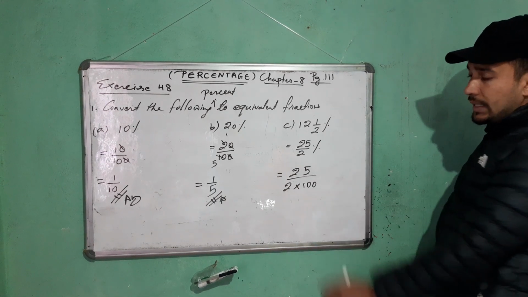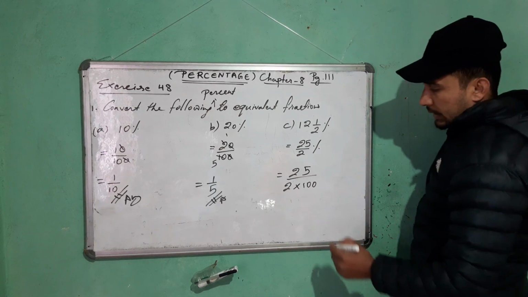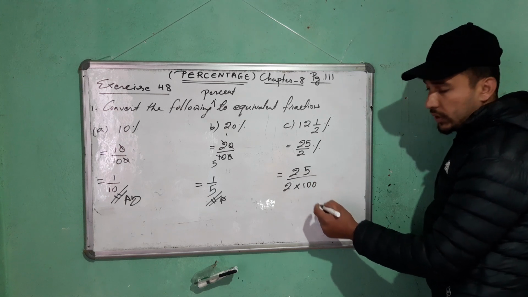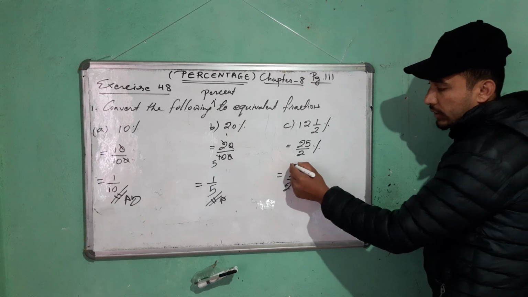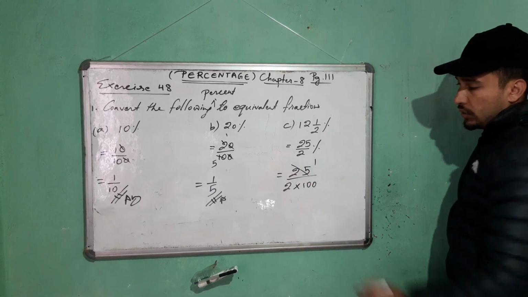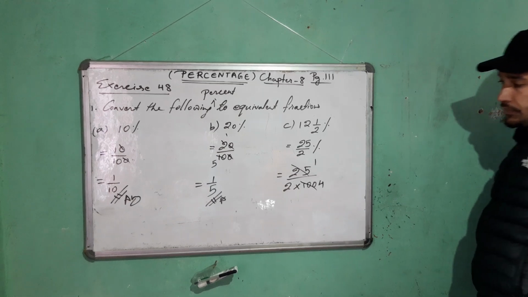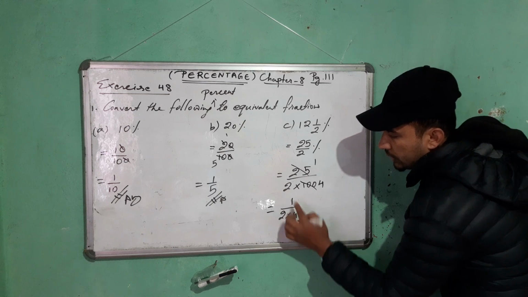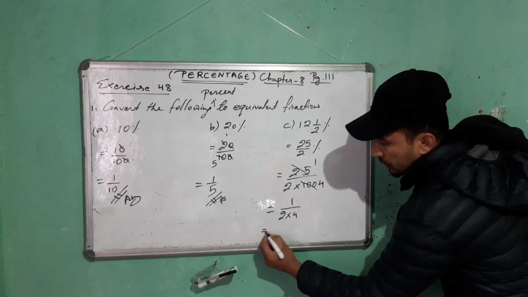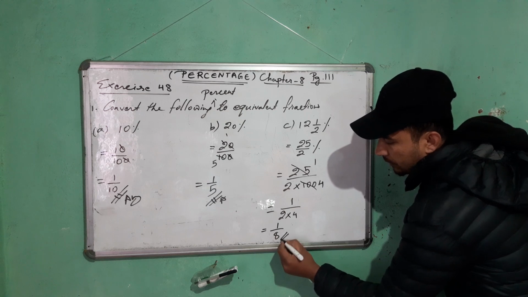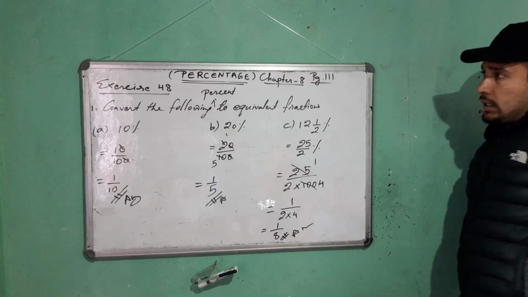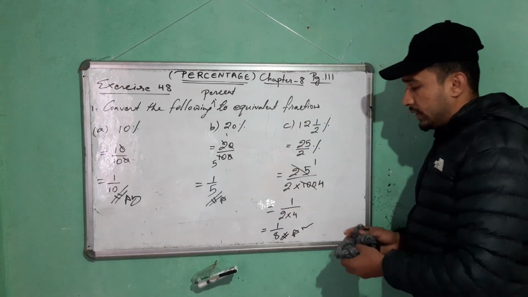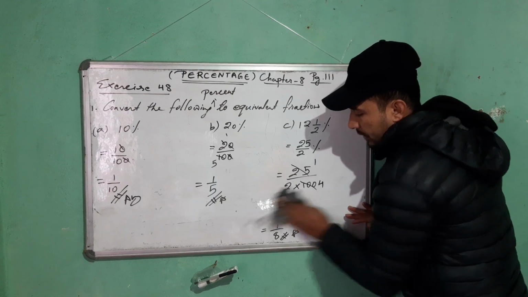You can write 2 into 100 like this. Let's cancel it. You can cancel with 5 or 25, it is up to you. I'll cancel directly with 25. 25 1s are 25, 25 4s are 100. So it will be equal to 1 upon 2 into 4. 2 4s are 8. 1 upon 8 is your answer. I have given this exercise for the exam also, so you practice properly.